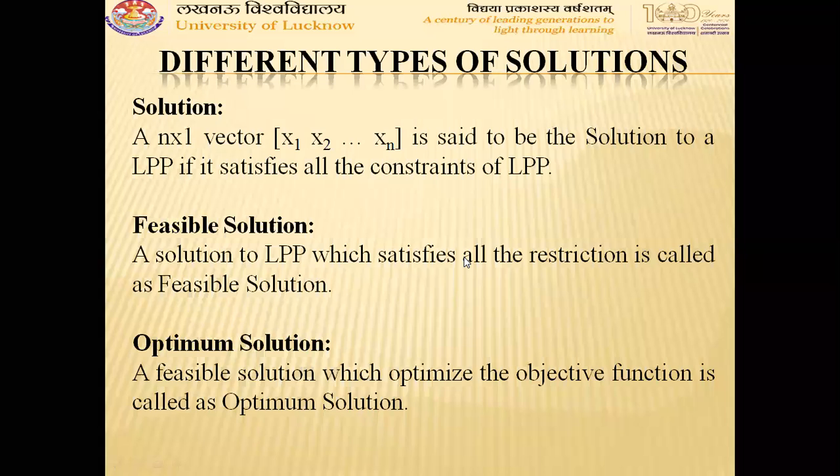So what is optimum solution? An optimum solution is a feasible solution which optimizes the objective function. That means an n cross 1 vector x1, x2, ..., xn which satisfies all the constraints and all the restrictions and optimizes the value of the objective function is called the optimum solution.